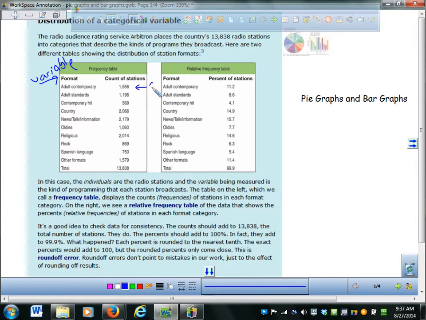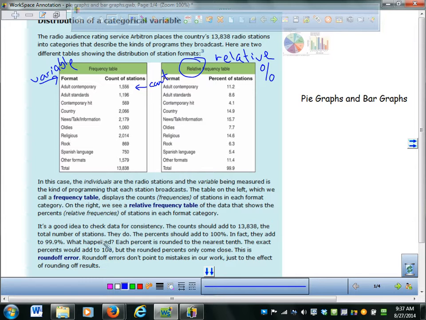So with a frequency table, it breaks it into different categories, and this counts up how many are in each of those categories. That's why it's called the count. This table is kind of the same stuff. The only difference is that they take the total and divide it into how many of each one. So this is a frequency table, and this is called a relative frequency table, where you have percents.